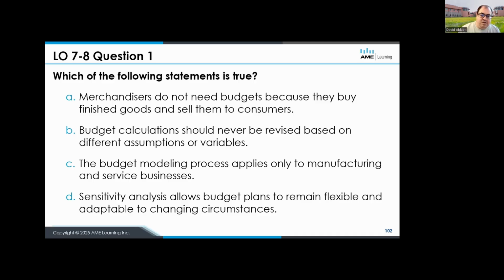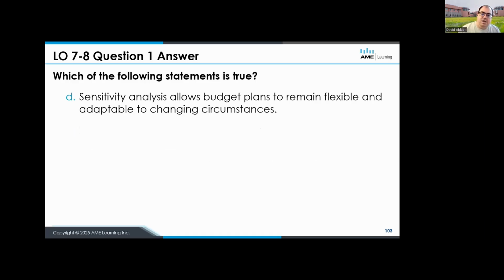Is it C, that the budget modeling process applies only to manufacturing and service businesses? We said it doesn't. We said that merchandising, manufacturing, and service businesses can use this and do use this. So it is D, that sensitivity analysis allows for budget plans to remain flexible and to be adaptable to changing circumstances. And that's something really important we need to do and be aware of.